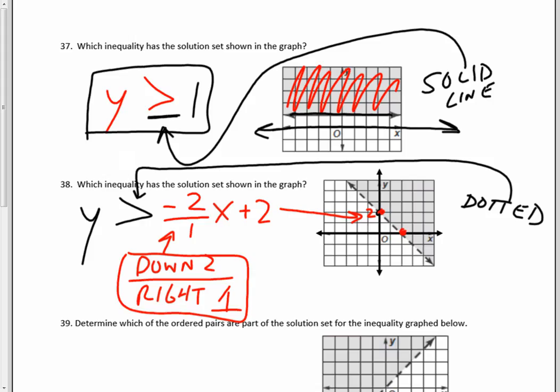Any questions on that one? Why did we use greater than? Where's the shading? The shading is up. Why didn't we put this in like we did up here? Because the line's dotted. Why did we use -2 and not +2? Isn't this going downhill? It's going downhill. And why did we use that 2? It's because that's where it crosses the y-axis, the y-intercept.